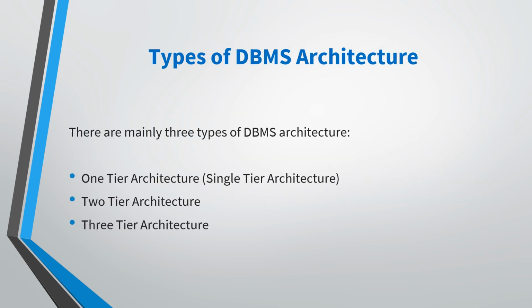There are different types of architecture present in the DBMS. So there are mainly three types of DBMS architecture. One is called the one tier architecture, which we can also call the single tier architecture. One more is called two tier architecture, and one more is called three tier architecture.